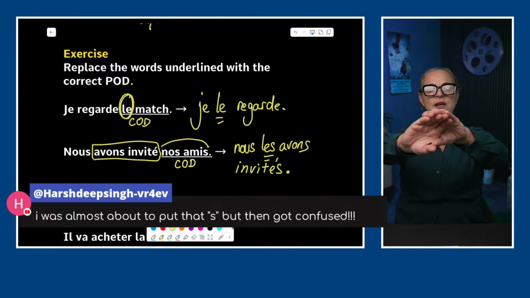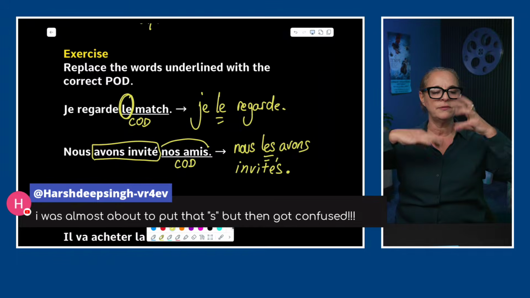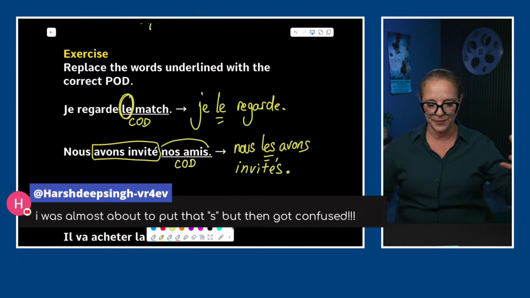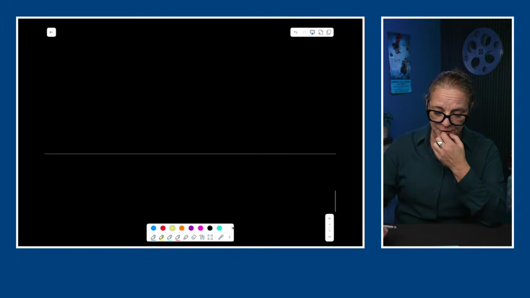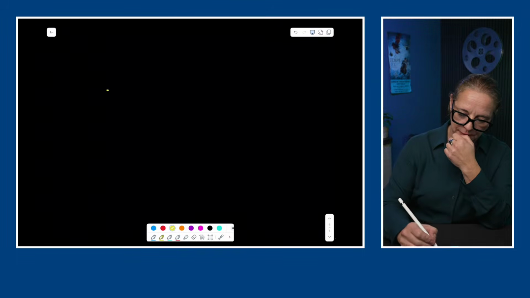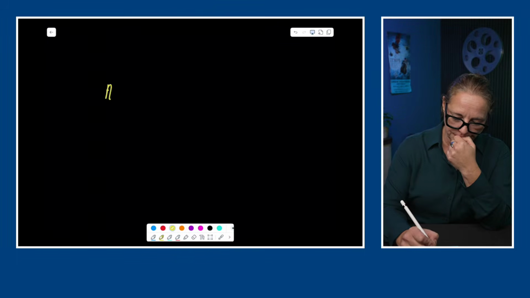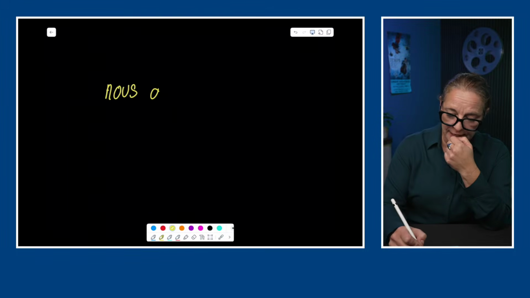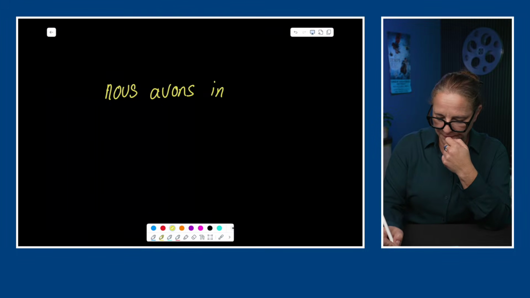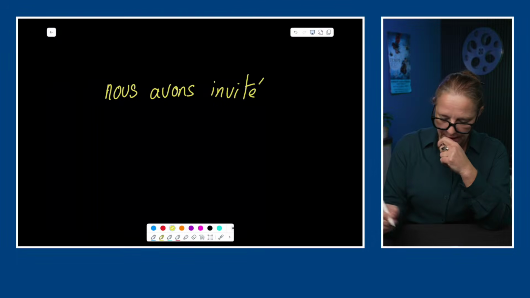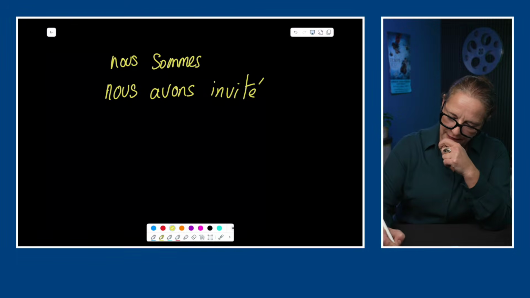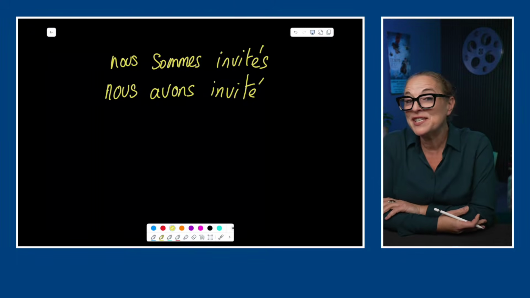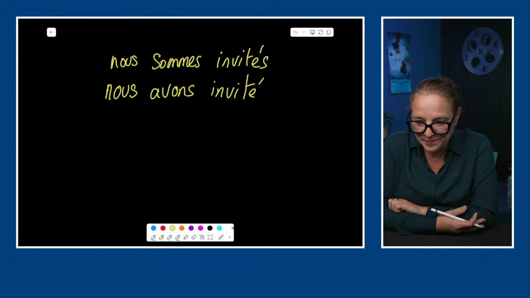I was almost about to put that S, but then got confused. Okay, let me just undo this confusion as well as I can. So in order to do that, here, nous avons invité. Okay, nous sommes invités. Now, what's the difference between the two sentences here?